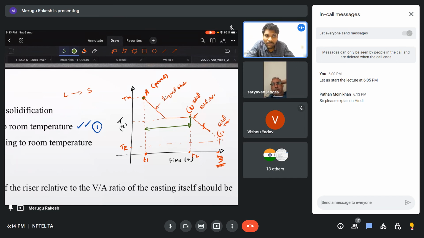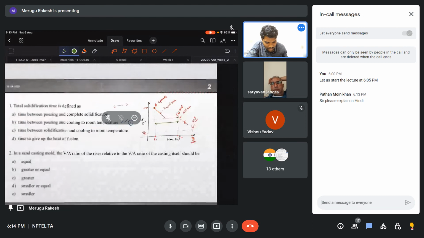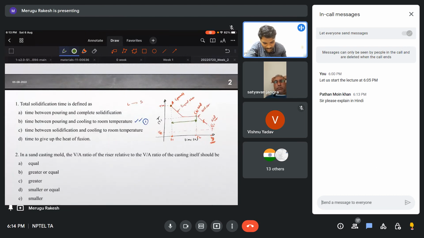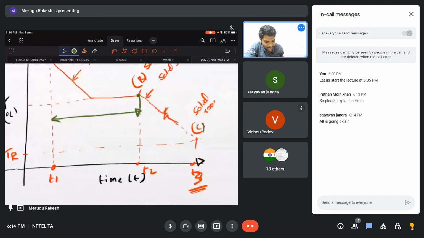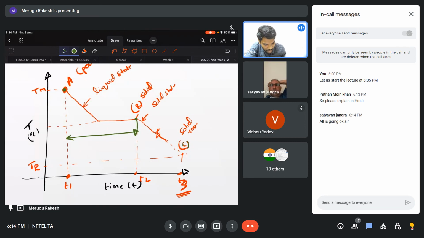So now coming to the options. The first option is the time between pouring and complete solidification. This is the correct option, because it is the time between point A and point B. Now the second option, time between pouring and cooling to room temperature. When it comes to room temperature, there is no solidification happening between point B and C.